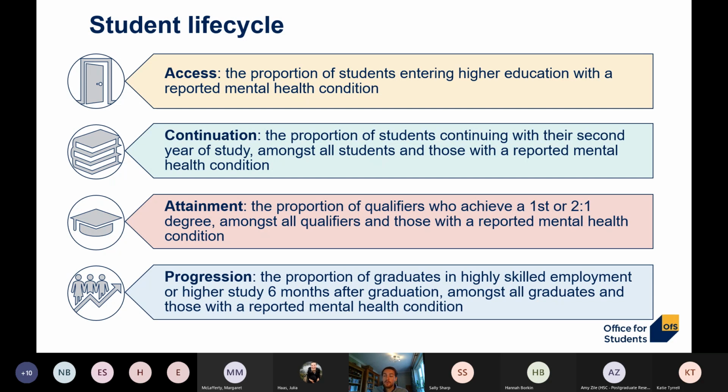For attainment, this is the proportion of qualifiers who achieve a first or 2-1 degree. And again, we make a comparison between those with a reported mental health condition and all qualifiers. Finally, we have progression, which is the proportion of graduates in highly skilled employment or higher level study 6 months after graduation. This is drawn from survey data, so the Destination of Leavers from Higher Education survey, which at the time, because it's since been discontinued, had response rates of around 60%. So the coverage was very good, but of course it's not as complete as some of the other measures, so worth bearing that in mind as well.